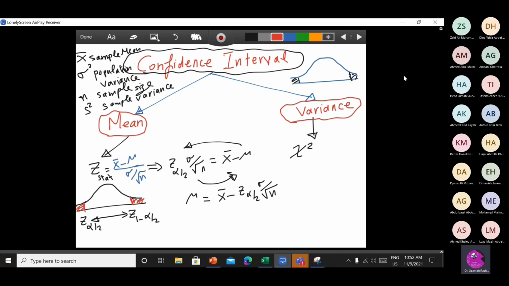Z, when I have two tails, as I remember, I have two critical values, one on the left and one on the right. In Z and T, I don't care if I get only one of them, the other one will be the negative of the other one, right? Because it is symmetric about zero. So if you get the right one, you just multiply it by the different sign, you will have the left one. Okay? So your population mean, so if you like, confidence interval for the population mean.